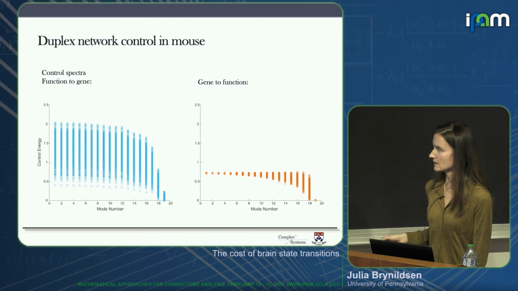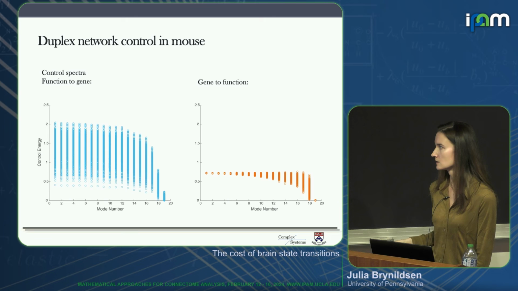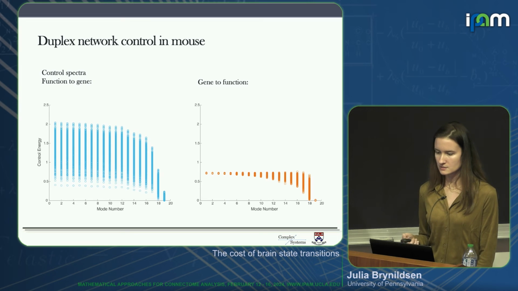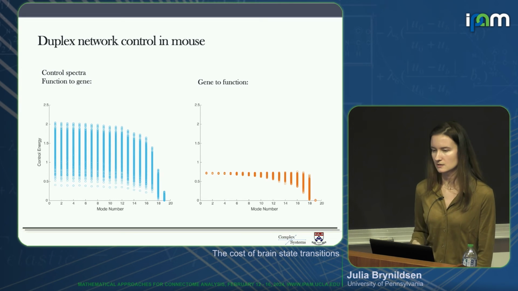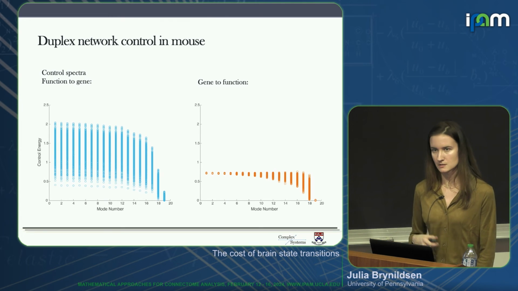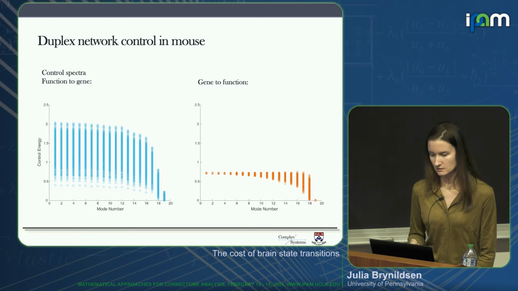So what you can see is that at some time points, function to gene control is more costly than gene to function. At other time points, it's less costly. And so the next question is, what is different about the network at these time points as compared to these time points? What is it that makes function to gene control more or less costly?